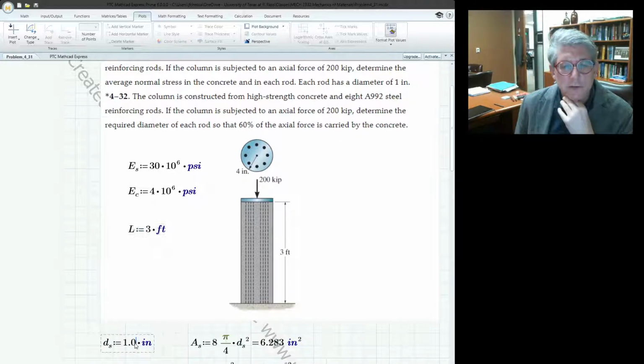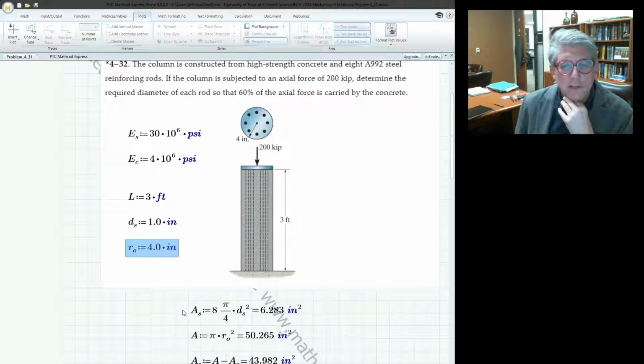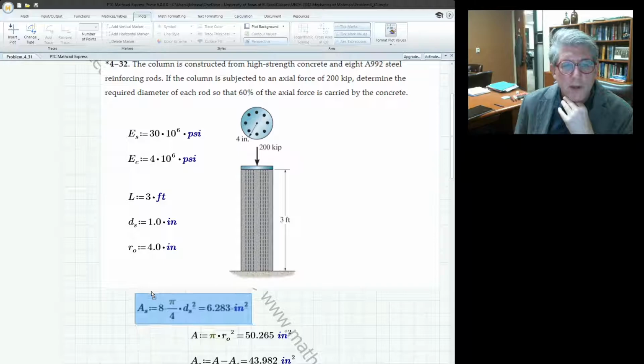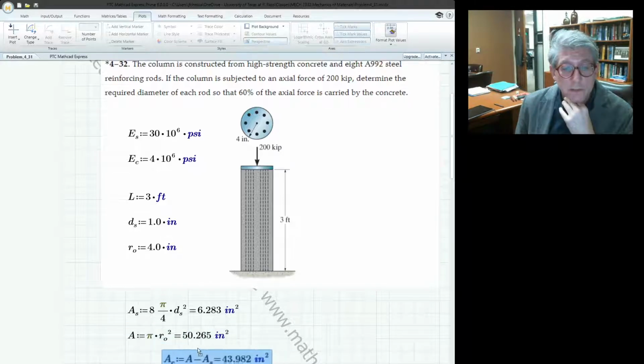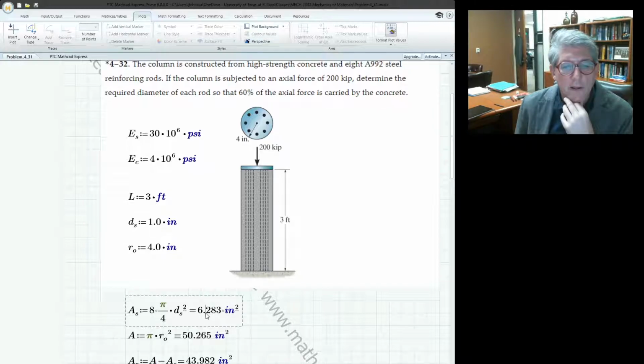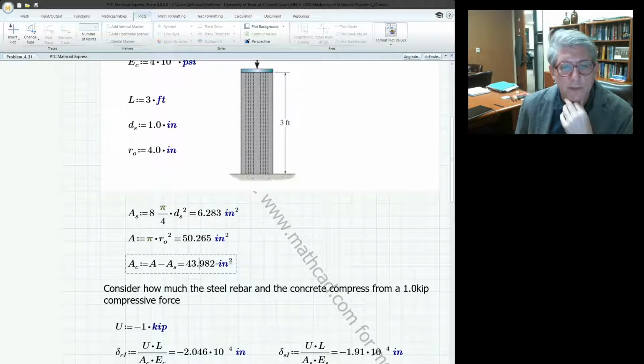Here are the diameters, right? I can also put these up here, I guess. The diameter of the steel, and then the outer radius. Then we can easily calculate the area of all 8 steel reinforcement bars. Here's the area of the whole concrete form, and then obviously the area of the concrete is that pi r squared area minus the area of the steel. So there's the area of the steel, and there's the cross-sectional area that's concrete. Again, we can do those calculations pretty easily.